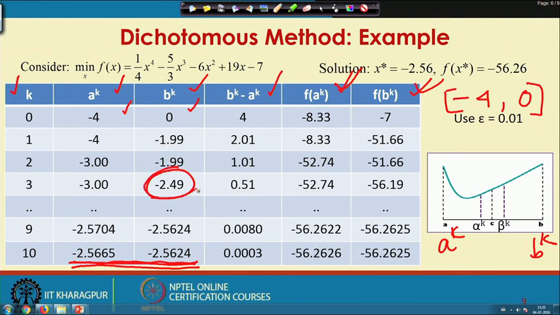Note here one end of this interval is minus 2.5, but the other end is minus 3. So, here if you calculate the x optimum, it will not be minus 2.5. It will be minus 3 minus 2.49 divided by 2. But when you come here, you are very, very close to minus 2.56 because of the midpoint of this. You can also look at the length of the interval, which has been very small in the 10th iteration. So, this is how you can solve one dimensional minimization problem using dichotomous search method.